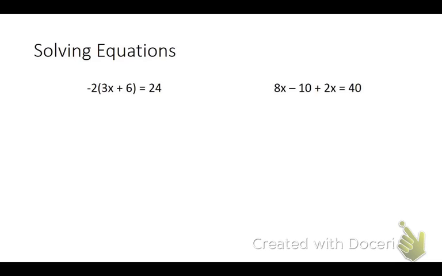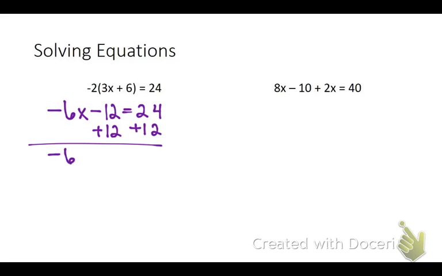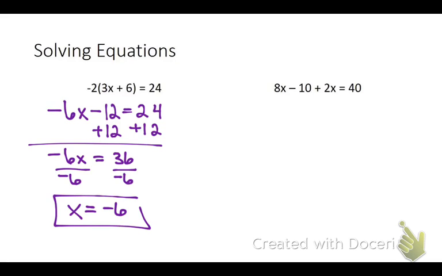The thing we're going to do is distribute. -2 times 3x is -6x. Did you get that? -2 times 6 is -12. All right, now I have my two-step equation. I add 12 to both sides. -6x equals 36. Divide both sides by -6. X equals -6. All right, who got it? Okay, so give yourself a little point on the top of your boards.